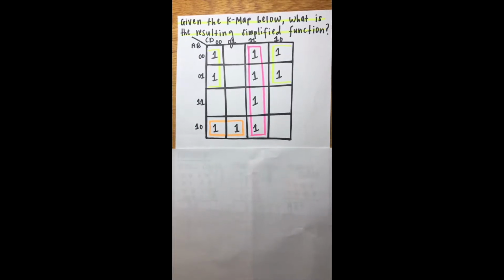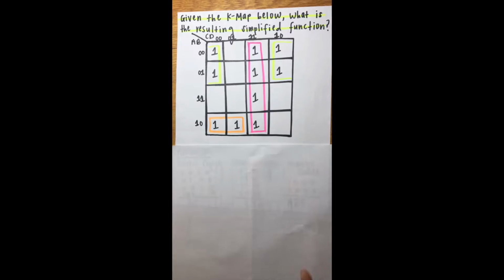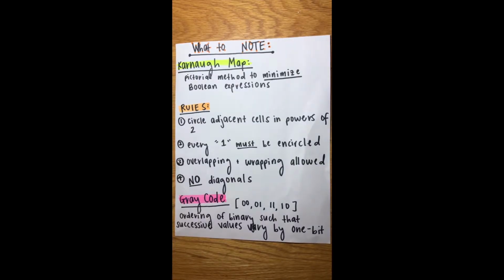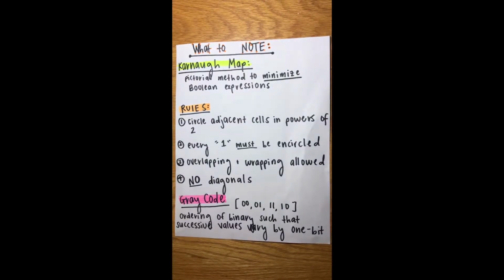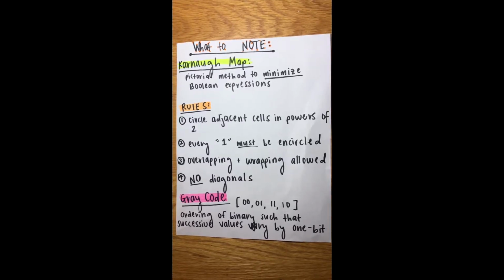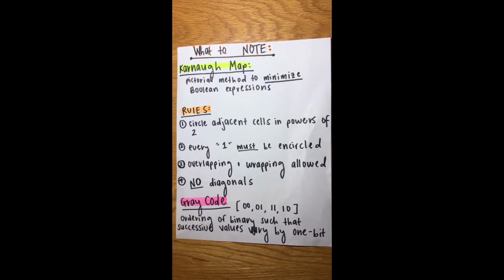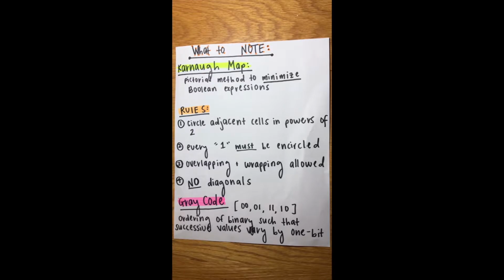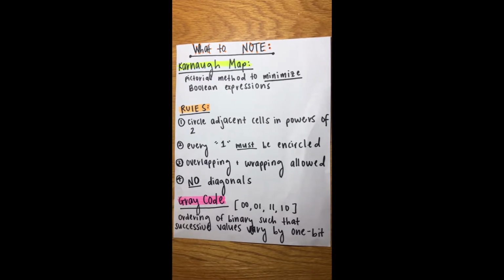The question that we're trying to answer is, given the K-map below, what is the resulting simplified function? A couple things to note before starting the question is what a Karnaugh map is. A Karnaugh map is a pictorial method to minimize Boolean expressions. Boolean expressions are logic statements that tell if a statement is true or false.